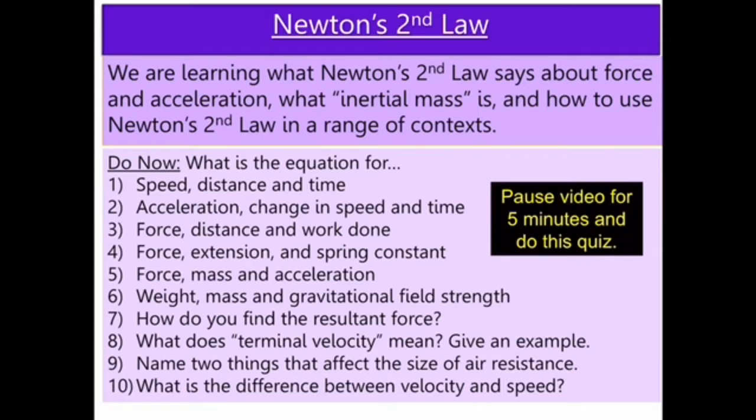Number 10, velocity has a direction, speed doesn't. Velocity is a vector, speed is a scalar. Or you could have said velocity is just speed, but with a direction. All right, now we've reminded ourselves of things we hopefully already know. Let's move on.